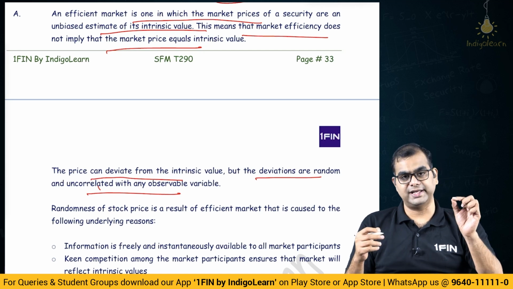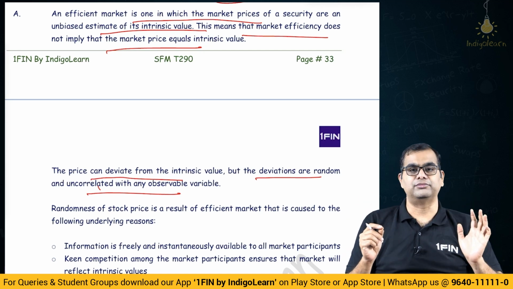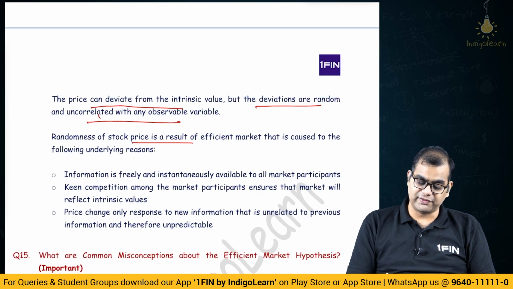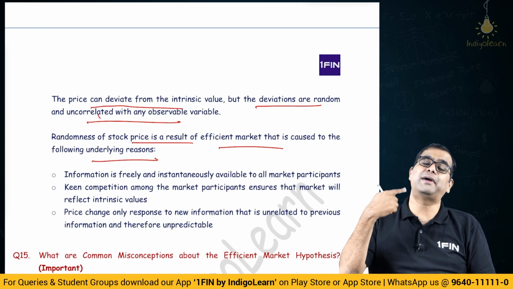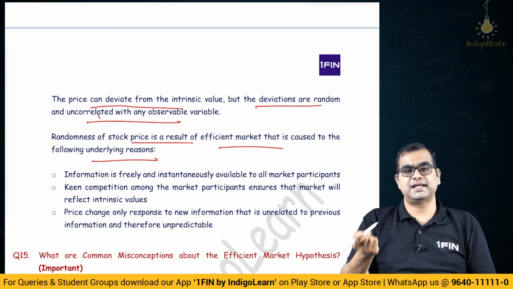So basically there is a price and there is an intrinsic value. The deviations from intrinsic value are very random. You cannot find out how or why it is so different. Randomness of stock price is a result of an efficient market that is caused due to the following reasons. Just because they are random doesn't mean that the market is inefficient. Actually, it means the opposite. It means that the market is efficient and hence the prices are random.